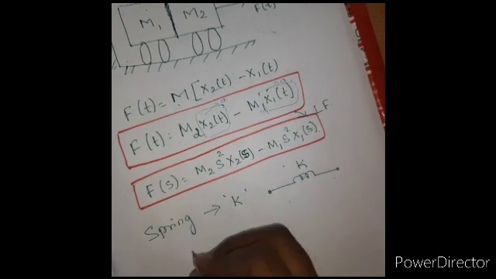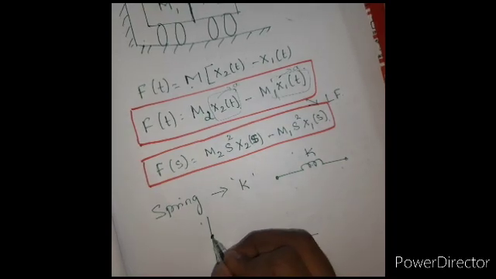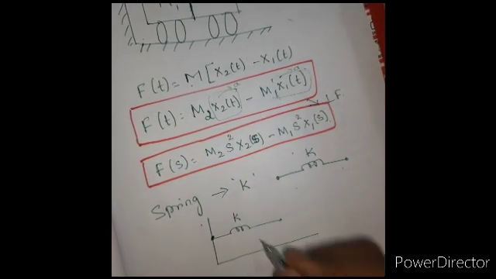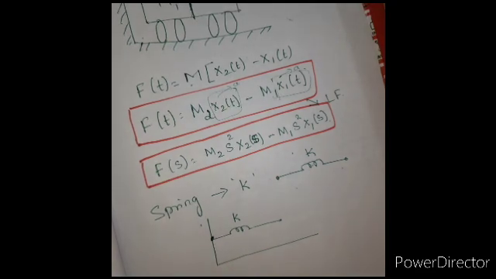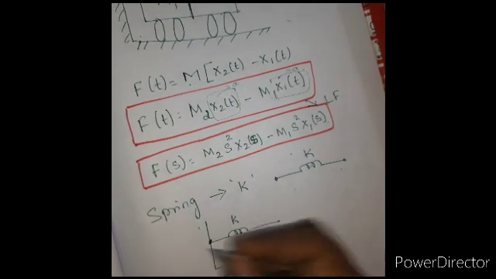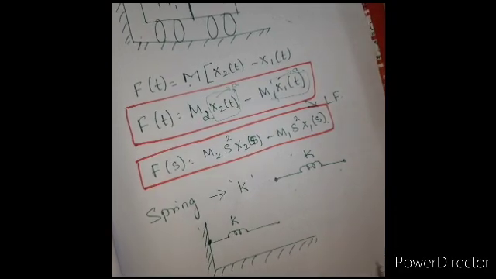Okay, now I am going to fix this object. Spring cannot be used alone. It has to be connected to a mass. Without an object, spring cannot work. Okay. Now, when the spring is connected, this is the reference point or rigid point, we will say it is fixed.